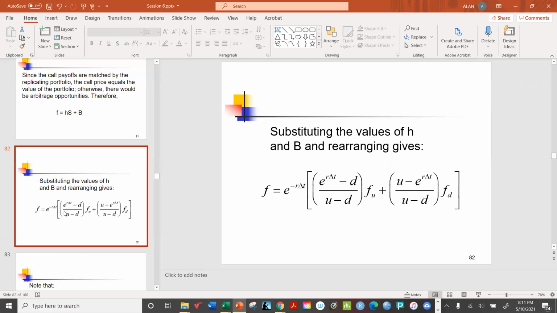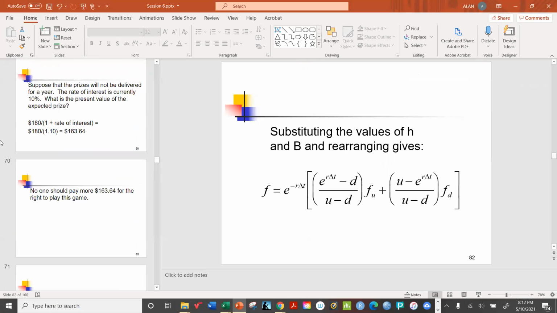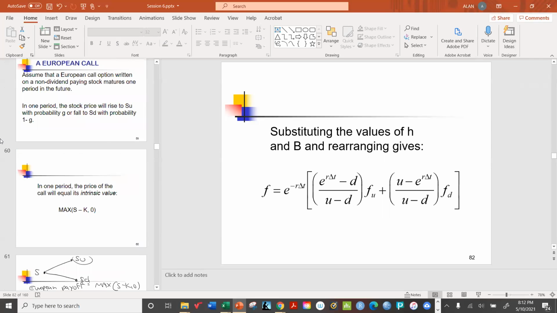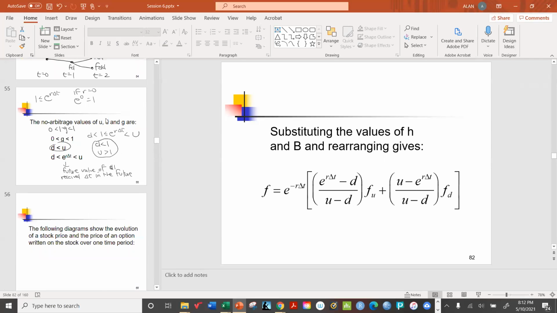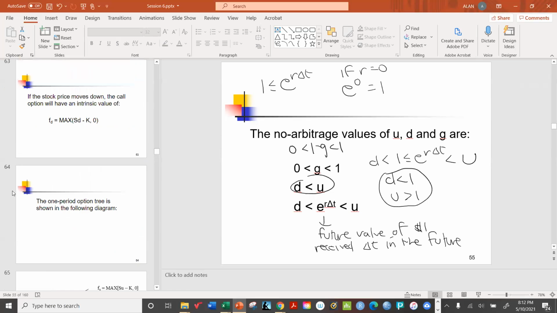Now, this is where it gets interesting. Based on the definitions we had earlier, remember we had these conditions. Let me just go get them again. These are restrictions on the values of these parameters. Here we are, these restrictions. In particular, D less than U, these are the two that we really need. D is strictly less than U, and D is less than e to the r delta t, which is in turn less than U. All right, let me sneak these in here.